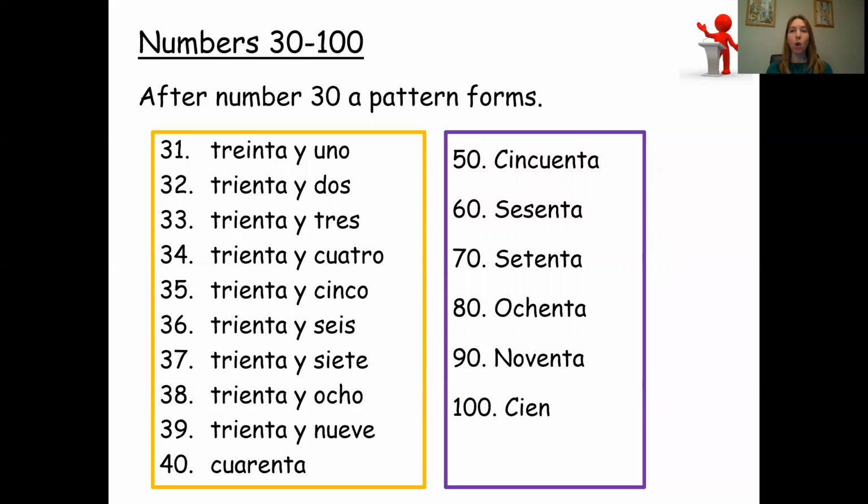Number 80, 90. Remember our V's are B's. And 100. Remember that C is a TH. So just repeat those again. 50, 60, 70, 80, 90 y 100. Muy bien, excelente. You can pause this video, go back and listen to it as many times and repeat it as many times as you need to.